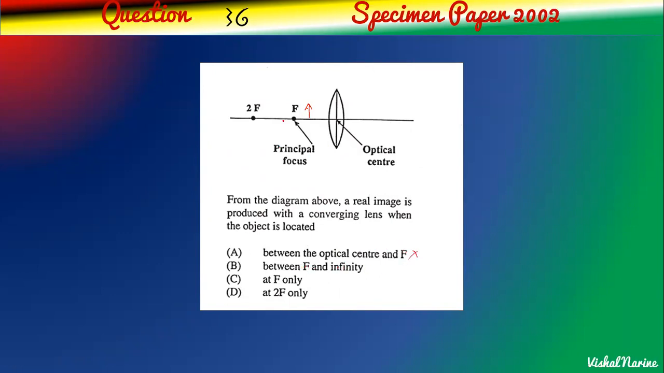Between F and infinity, so from this point here to any other point here, which is actually correct. And not at F only. So it is B, between F and any point in infinity. I'm seeing some persons sending responses to question 35 or 34, so I guess the internet connection is very unstable in some parts.